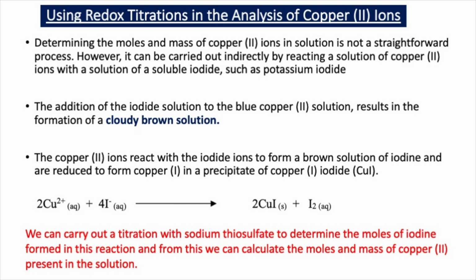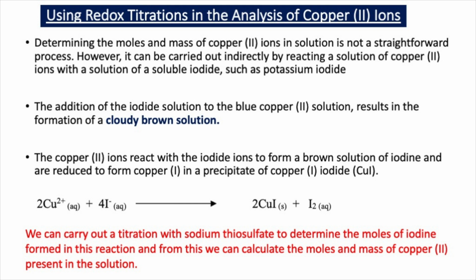Now the following equation describes the chemical reaction taking place. Copper 2+ ions would react with iodide ions to form copper 1 iodide and iodine, and it's the copper 1 iodide that is the precipitate, and the iodine is a brown solution. So that's why you end up with a cloudy brown solution, because you have this precipitate of copper 1 iodide and your brown iodine solution. So the equation would be 2 Cu2+ ions react with 4 iodide I- ions to form 2 CuI plus I2.